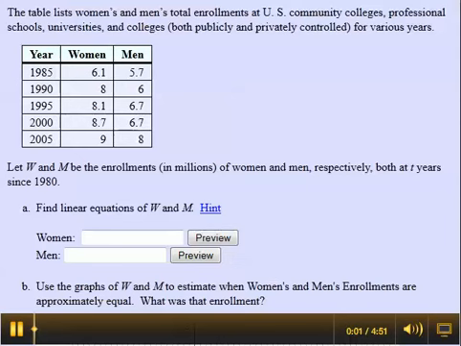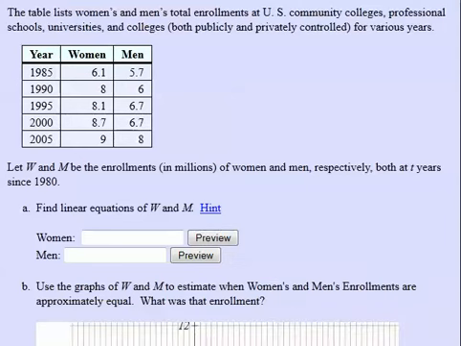The table lists women's and men's total enrollment at U.S. community colleges, professional schools, universities, and colleges, both publicly and privately controlled for various years. We see here that there were 6.1 million women in 1985, and that's been increasing up to 9 million women in 2005. And we see here that men have also steadily increased enrollment from 5.7 million to 8 million in 2005.